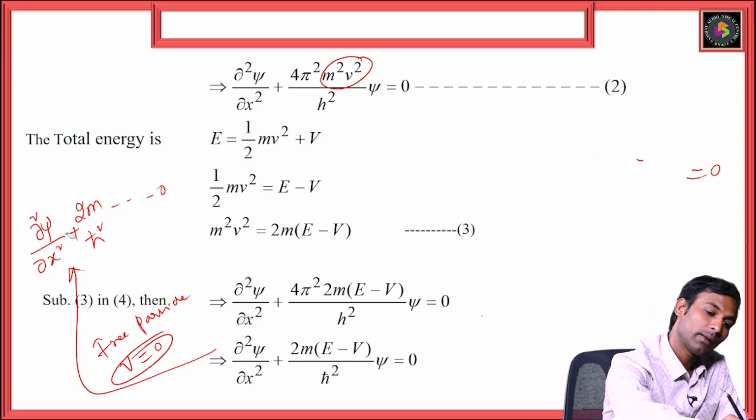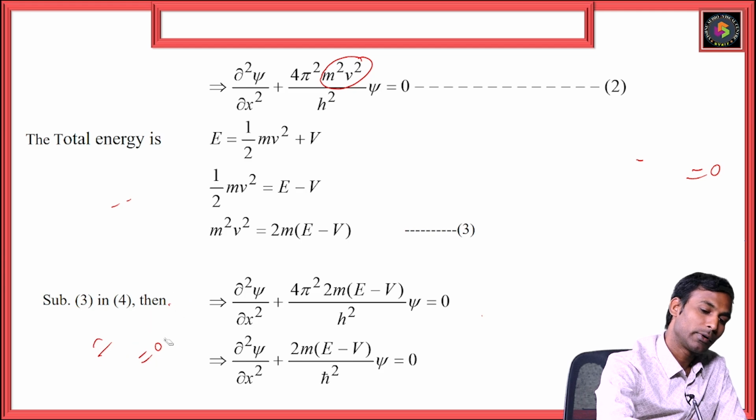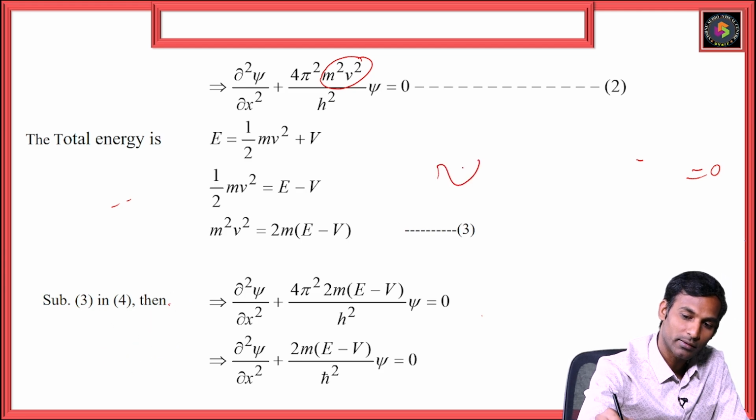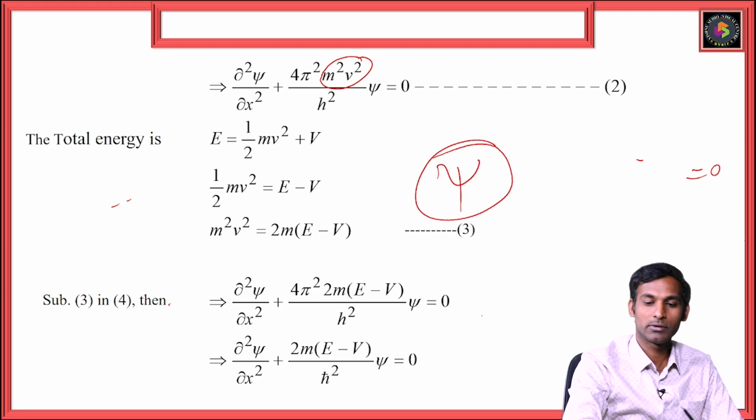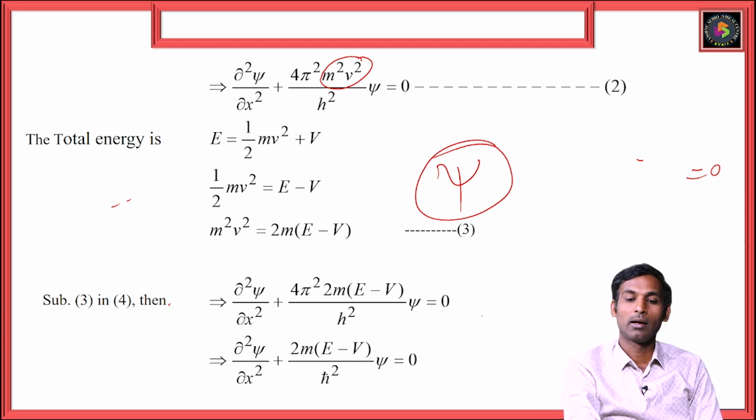In the Schrodinger time independent equation, we use the notation psi. This is important in this equation. This is called the wave function. The wave function has some limitations and also has physical significance. What is the importance of that wave function?